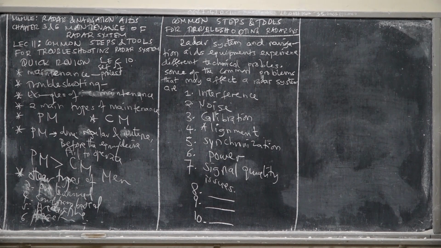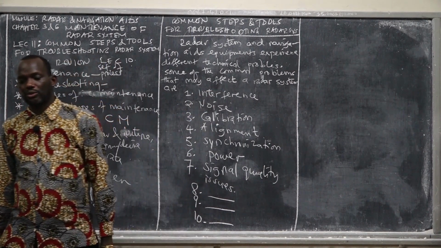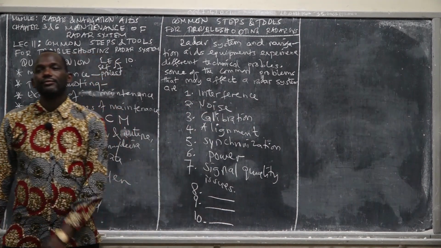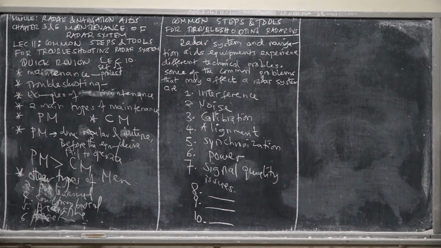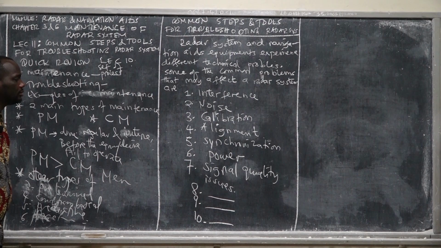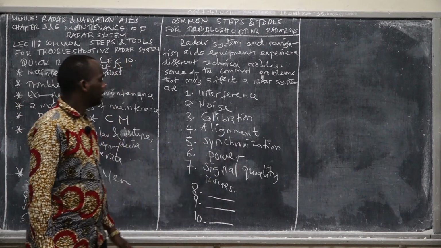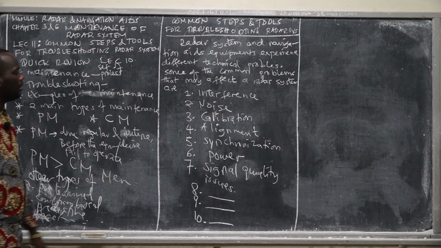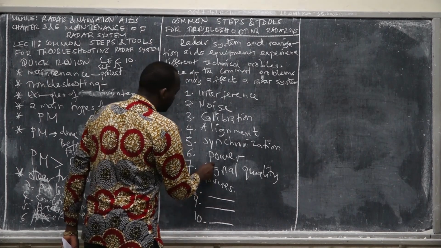So in order to keep this information in mind for the rest of our life, let us pronounce these 7 common problems of a radar system, then we move to the next stage. So now it's time for all the class. Stop writing. Let us mention. Say interference. Interference. Then say calibration. Calibration. Alignment. Synchronization. Power. Signal quality.